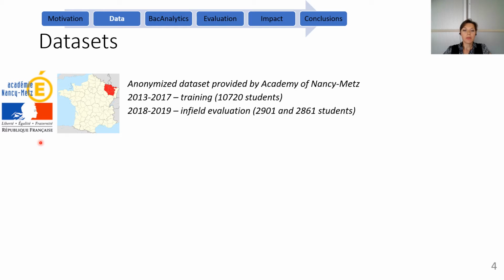Academy of ISMIS provided us with historical data sets about almost 11,000 students that had to pass the second group examination between the years 2013 and 2017. After that, in 2018 and 2019, BacAnalytics tool was evaluated in the field. That means it was used to assist in the preparation of the remedial test. In both of these years, almost 3,000 students had to pass the second group examination.